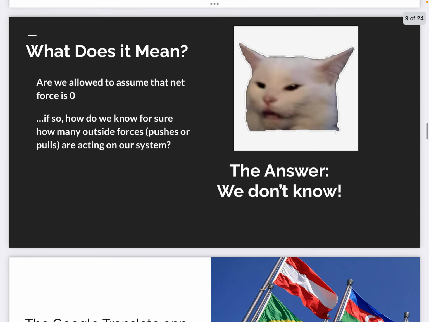And finally, we've made it to the end of the what does it mean slide. Are we allowed to assume that net force in this experiment is zero? And if so, how do we know all of the pushes and pulls that are acting on the system? And the answer is we don't really know. For the experiment, we did assume a zero net force. However, in reality, it's impossible for us to 100% determine or state exactly all of the forces that are acting on our system, like friction, drag, etc.